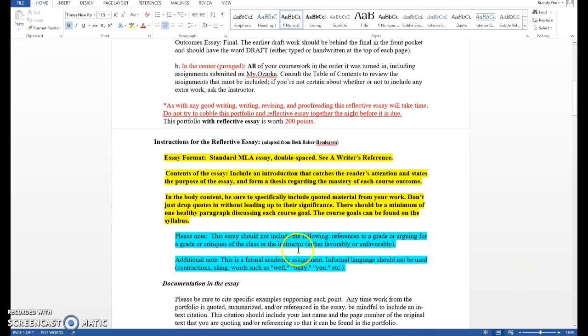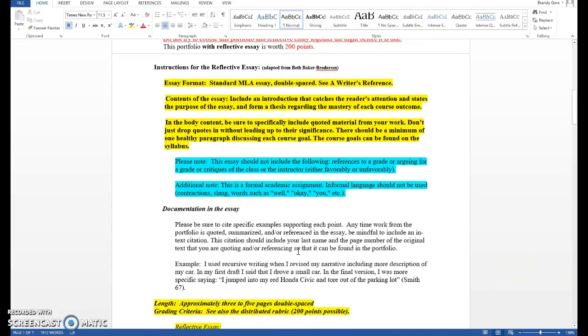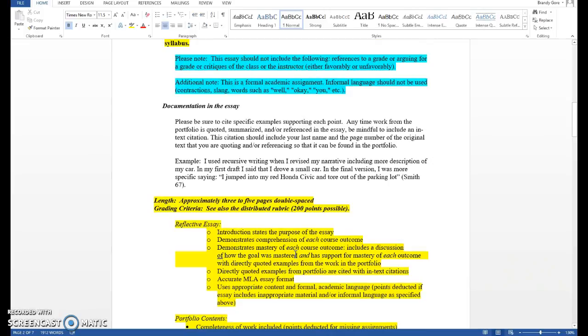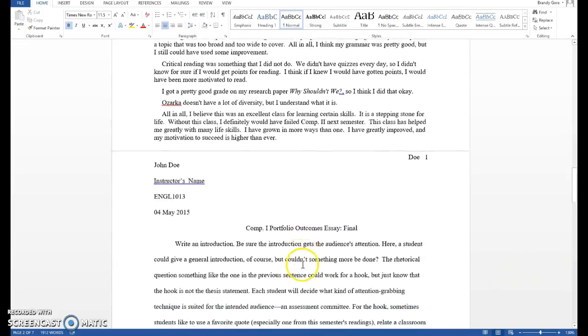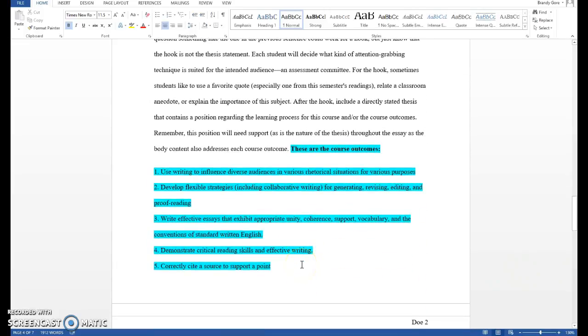After you get the work collected and the pages numbered, you're going to be writing an essay where you're reflecting on your own work. You're going to be citing yourself. And you are going to be reflecting on how well you have mastered the 5 learning outcomes of this course. The outcomes are here. The first one is use writing to influence diverse audiences in various rhetorical situations for various purposes. This has to do with the different modes that we have written this semester. We've studied about all of the modes, but we specifically wrote narrative, compare, contrast, analysis, and argument persuasion.